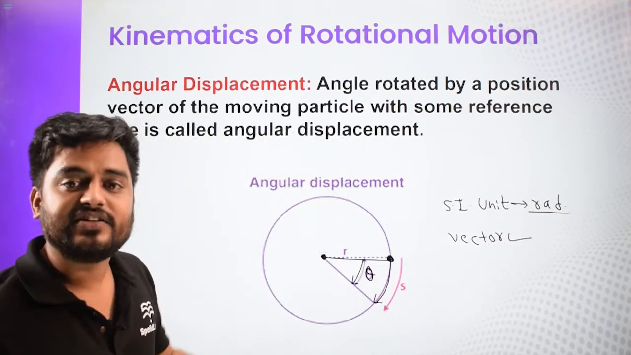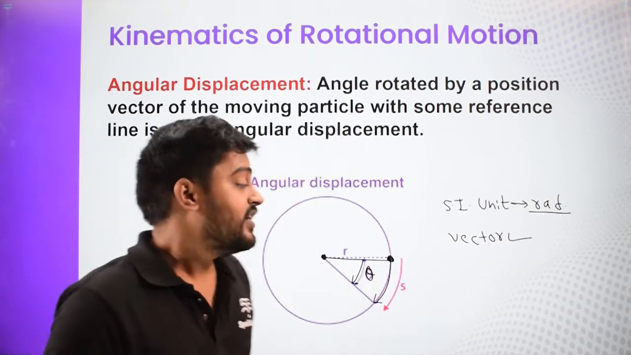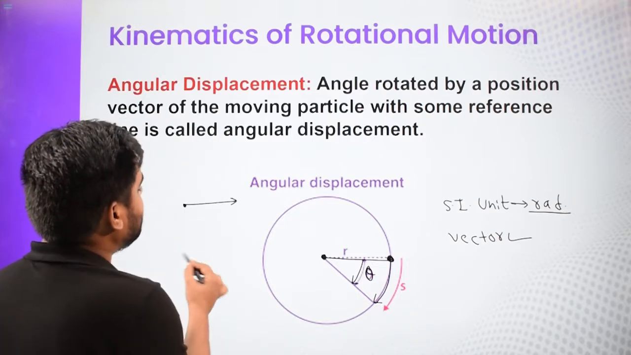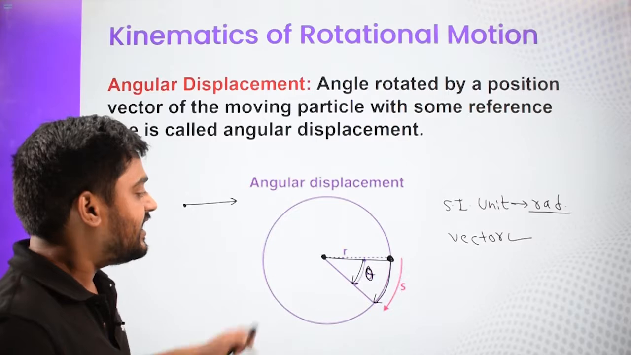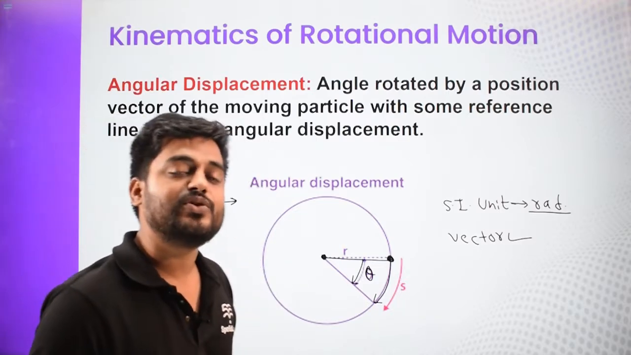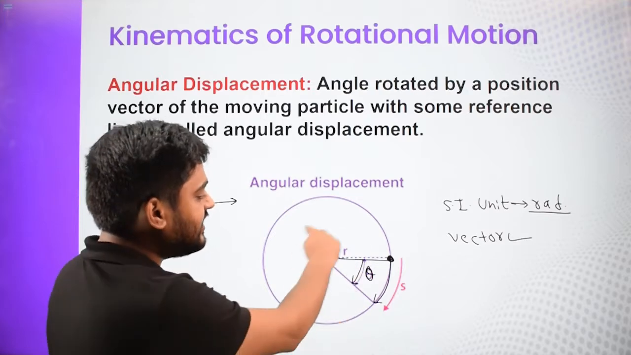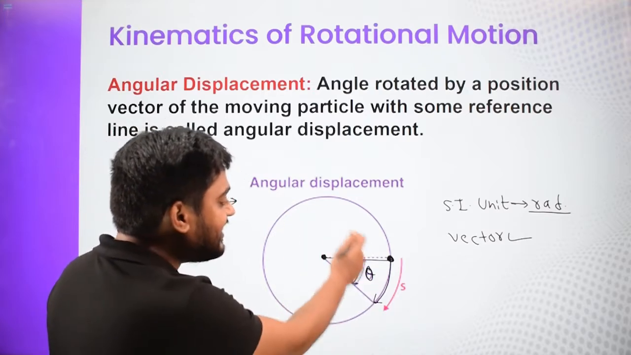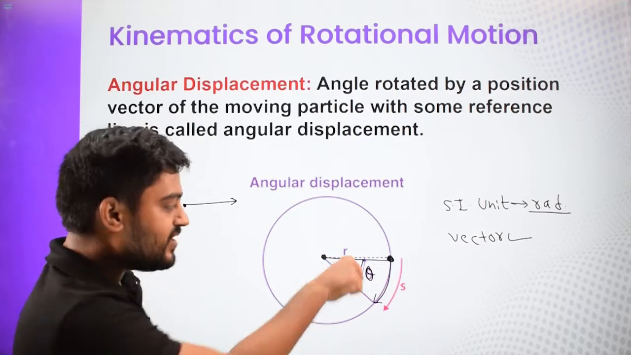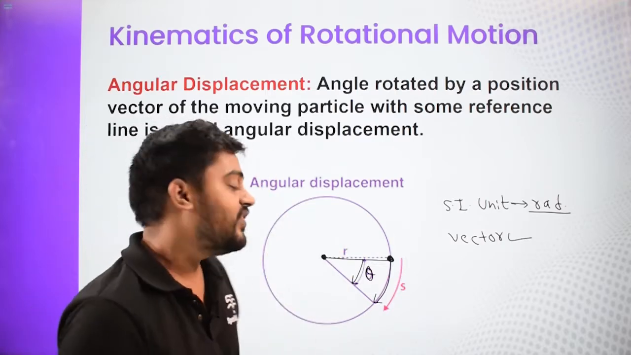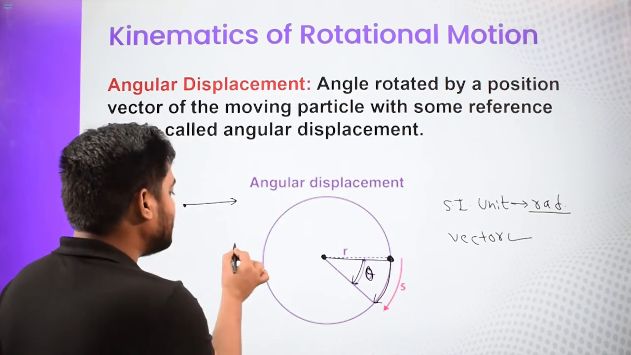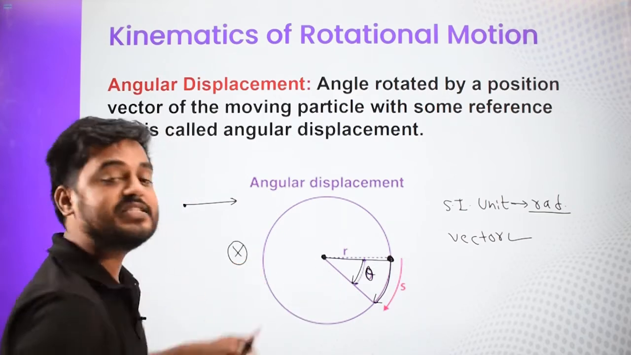So if it is a vector quantity, what is its direction? For normal displacement, we know that if object is moving from here to here, then that is the direction, right? Here in this case, the direction is given by right hand rule. So take your right hand, and here the angle is being covered in clockwise manner. So if you turn it in that manner, the thumb of the right hand will be pointing into the plane of the paper. So direction of theta is into the plane of the paper in this particular case.